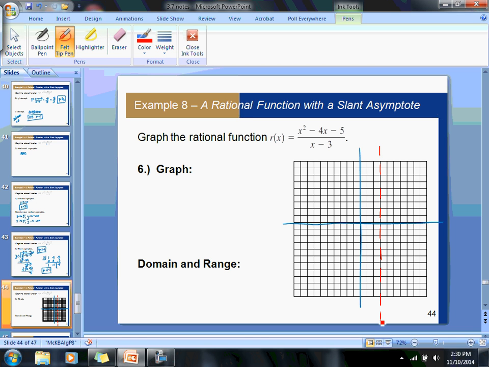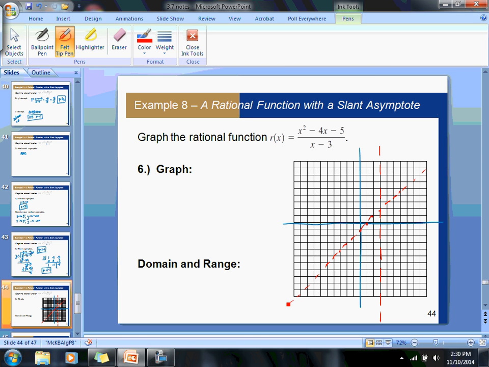And then my slant asymptote is going to be good old slope-intercept form. So I'm going to start at negative 1, and I go up 1 and over 1, or down 1 and back 1. So plot a few points so you can see where that line goes, and then just connect them with a dashed line.